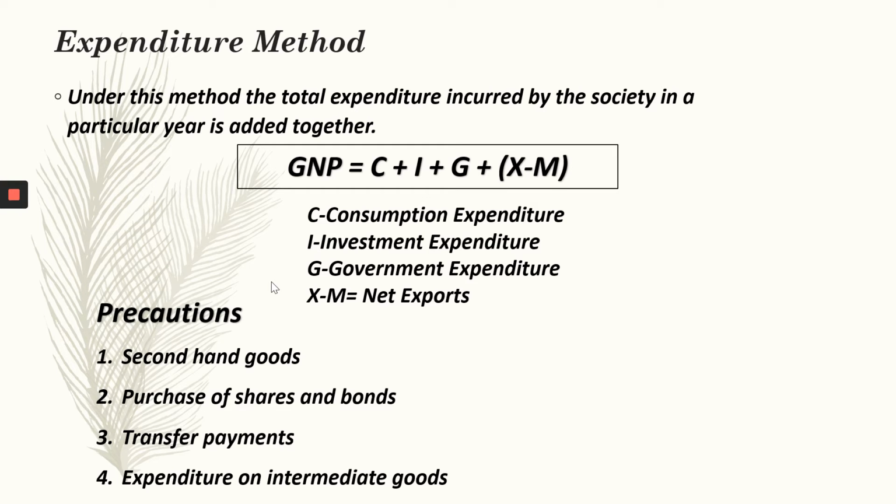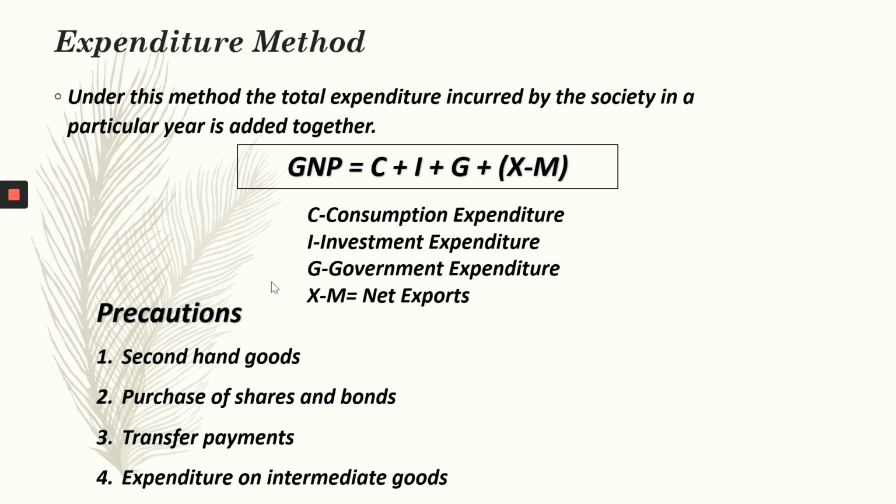Second point is purchase of shares and bonds. Shares and bonds are mere financial assets and they do not reflect on the expenditure. So we need not add this. Expenditure on purchase of old shares and bonds in the secondary market should not be included. Why? Because shares and bonds are mere financial assets and they do not reflect any production activity of goods and services. They do not create any goods or service. So they need not be included while calculating the national income.